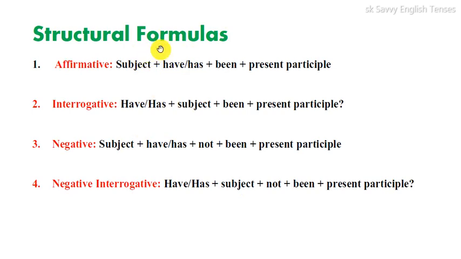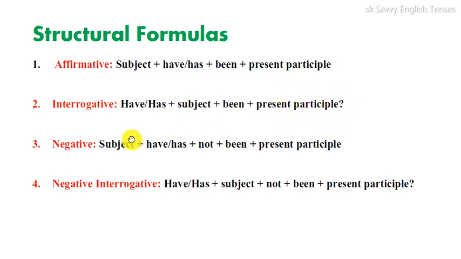Number first is the affirmative sentence, and the formula for the affirmative sentence in the present perfect progressive tense is subject plus have or has plus been plus present participle. Number second is the interrogative sentence, and the formula is have or has plus subject plus been plus present participle.